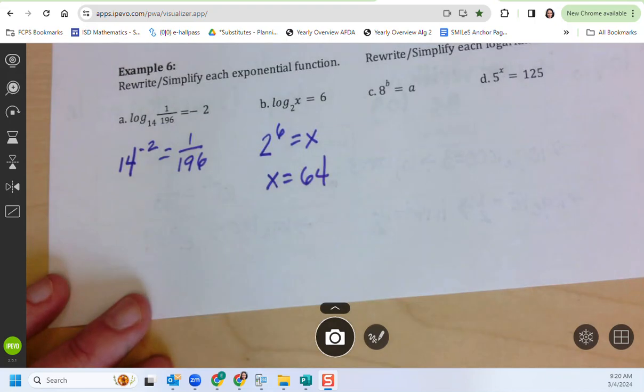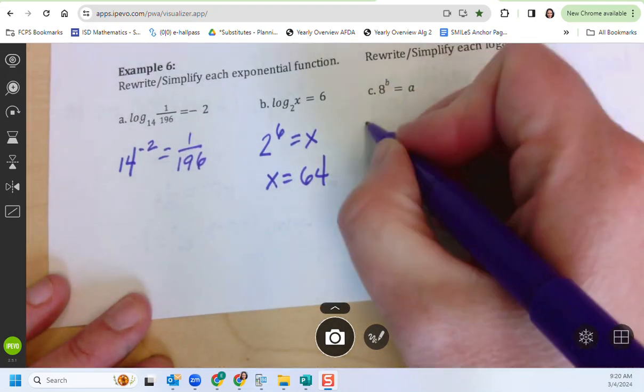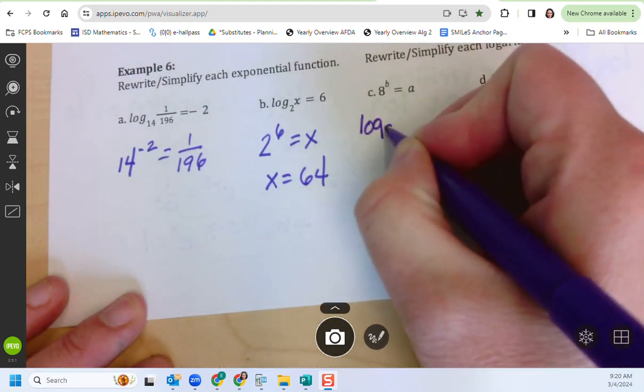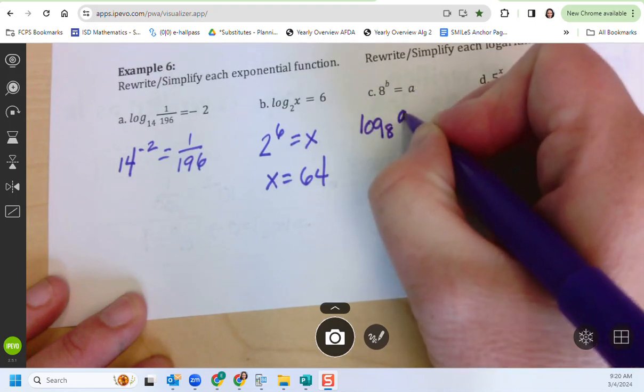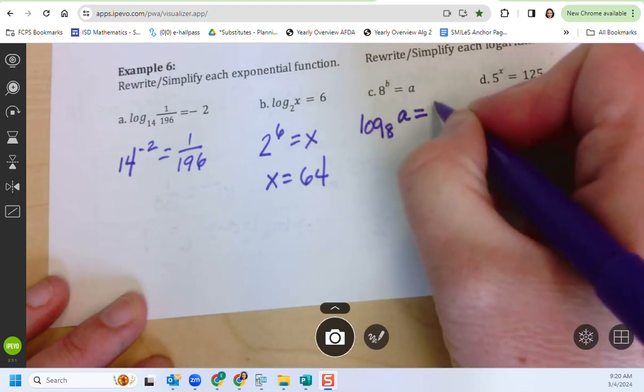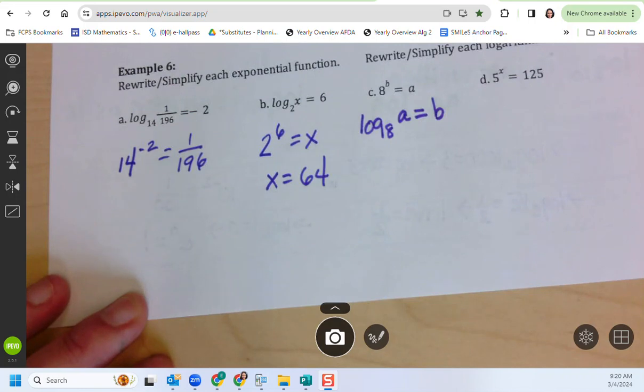All right, and then in C, we're going to rewrite as a log. So it's log base 8, and then A, and then the answer to the log is the exponent. And I can't do that because I have 2 different variables, so I can't solve that.